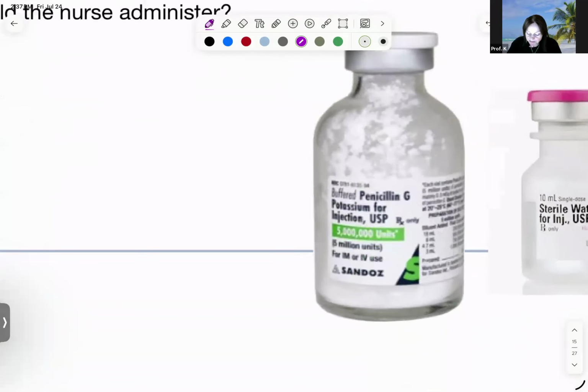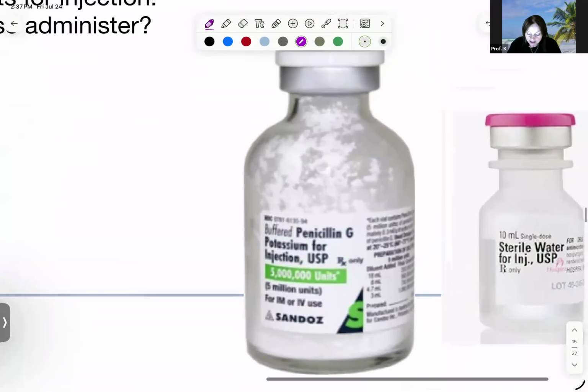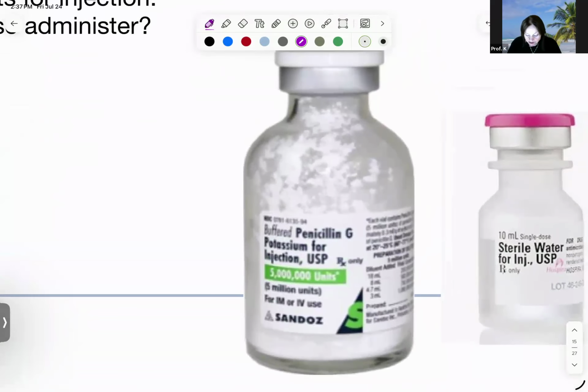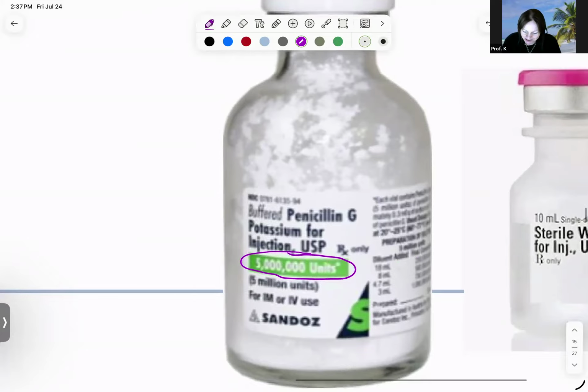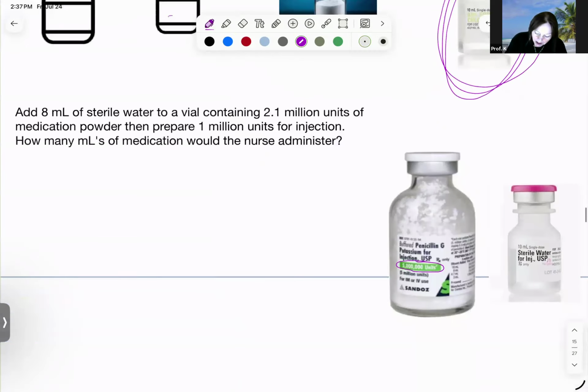So here's a real example of penicillin. I'm going to blow it up. Penicillin comes in a powdered form, and nurses will have to dilute it with sterile water to dissolve the powder into a liquid. And I want you to notice how many units this one vial has. 5 million units in the vial. So remember what I said, get a calculator that holds a lot of numbers. This is exactly why, because you're going to be dealing with large numbers, and I want your calculator to give you a chance. So let's talk about the first question.